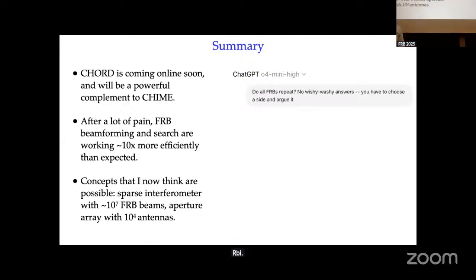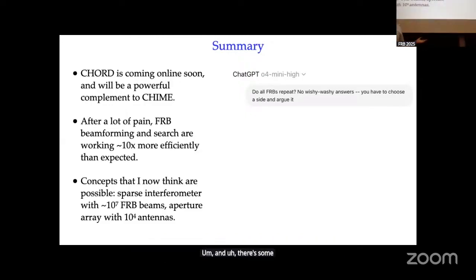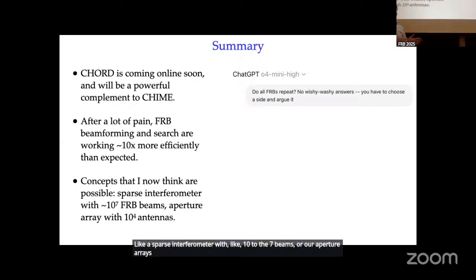FRB beamforming and search, we're making really amazing progress. They're working about 10 times more efficiently than expected. And there are some new concepts that I don't think would have been possible a few years ago, like a sparse interferometer with 10 to the 7 beams, or aperture arrays with 10 to the 4, maybe even greater numbers of antennas. I think these will be super important in the near future.